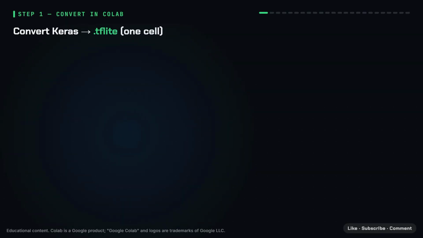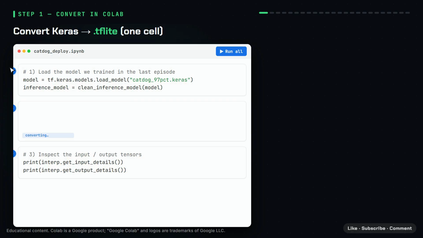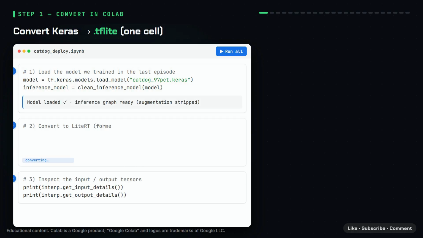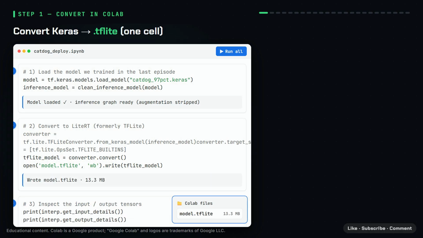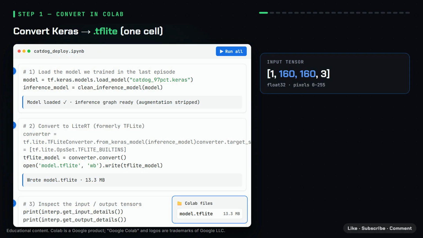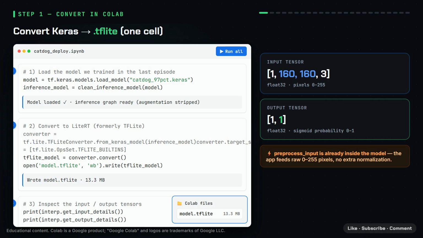Step 1. Convert. In Colab, we load the trained model and strip out the training-only augmentation. One converter call writes model.tflite, about 13 megabytes. The input tensor is 1, 160, 160, 3, and the output is a single probability.